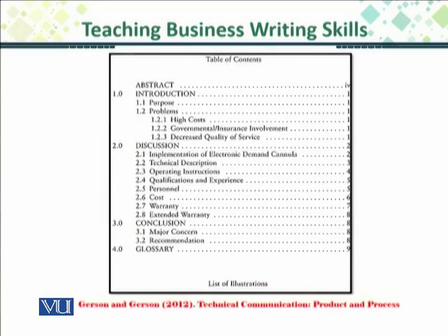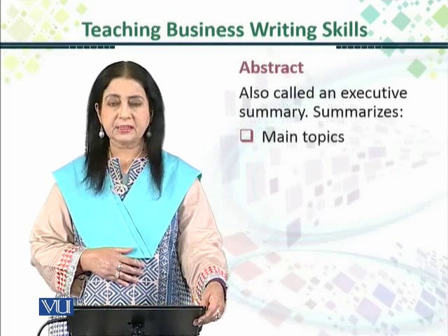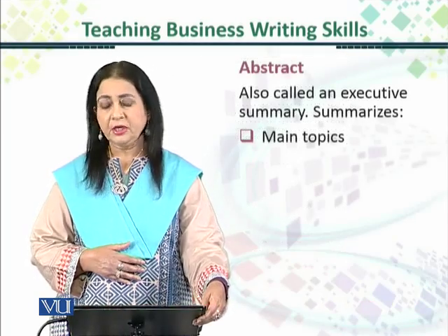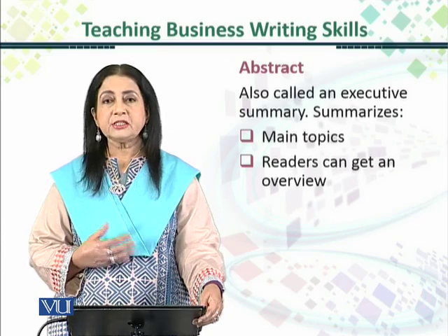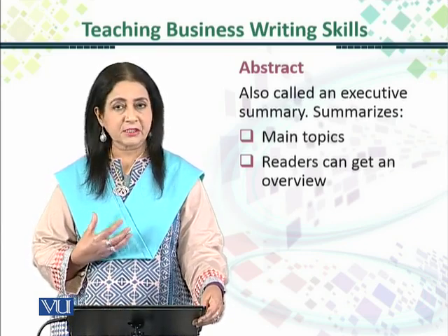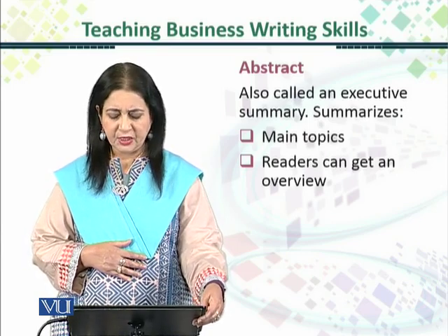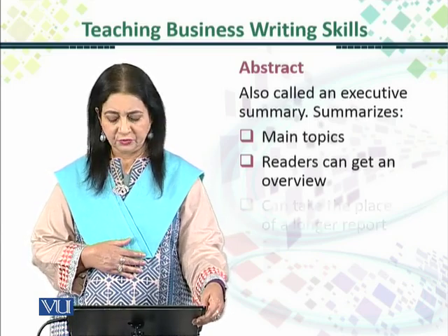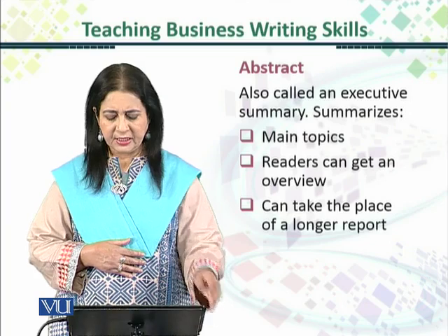This is what the abstract would look like in the table of contents, followed by the introduction, which then enumerates the purpose and the problem, and which is divided up into headings and subheadings. The abstract is also called the executive summary because it summarizes the main topics of the proposal, making it easy for the reader to follow the main content of your proposal. So the readers get an overview of what you are saying.